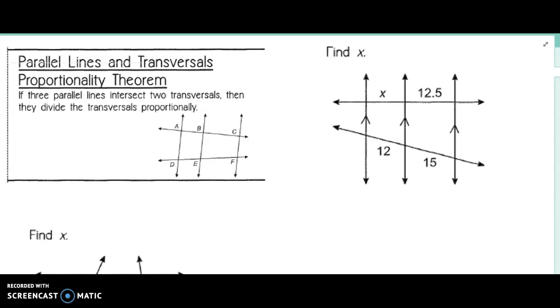All right, so let's look at the next theorem. The parallel lines and transversals proportionality theorem. This theorem tells us that if 3 parallel lines intersect 2 transversals, so we have 3 parallel lines, these 3 all have to be parallel. Now, guys, these do not have to be parallel, but we just need 2 lines that cut through these 3 parallel lines, then they divide the transversals proportionally. So once again, I'm going to highlight using different colors.